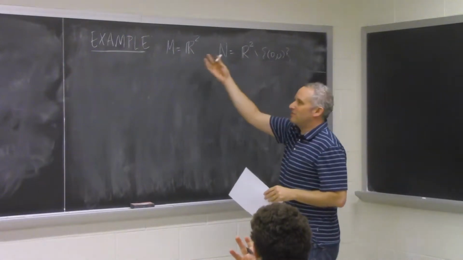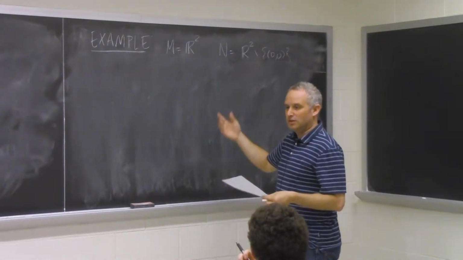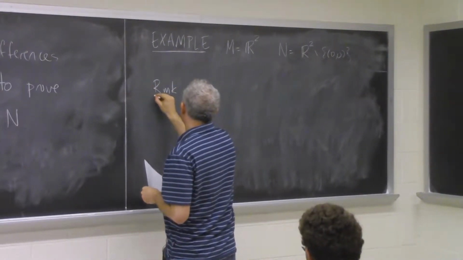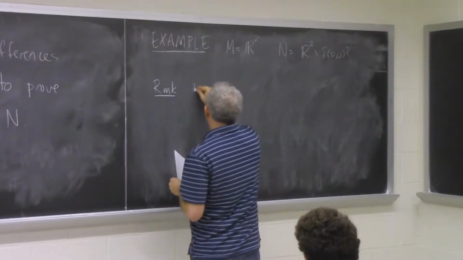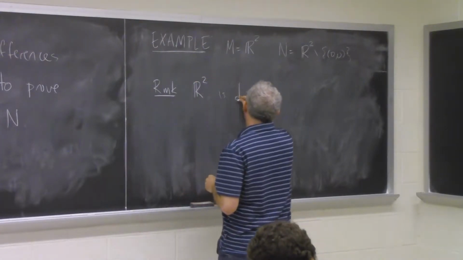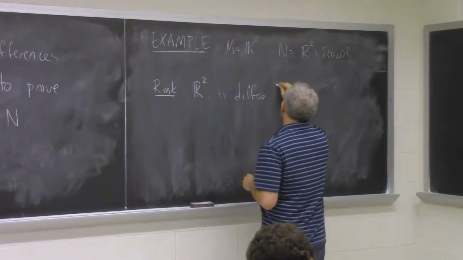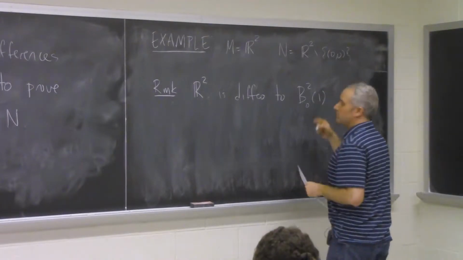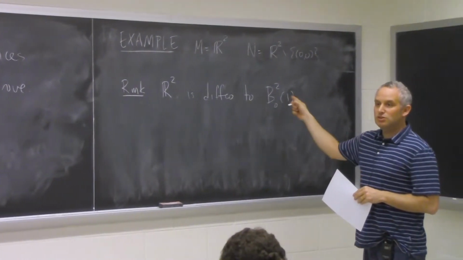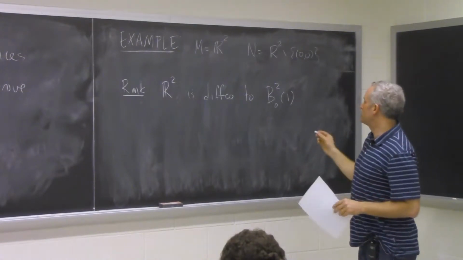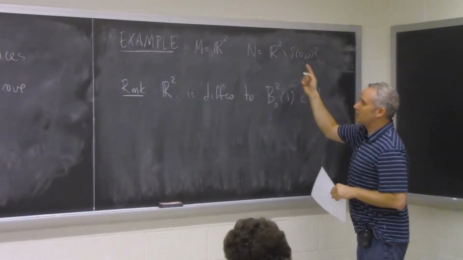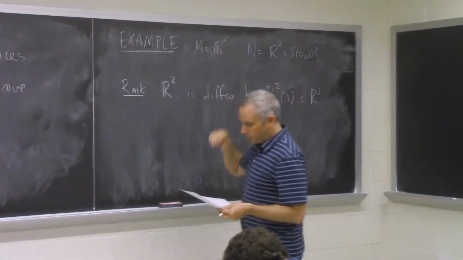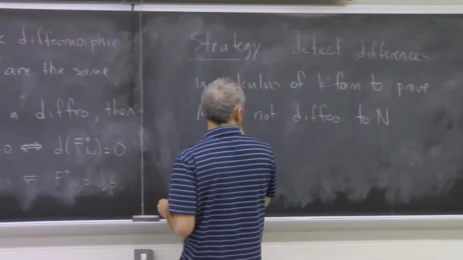Just because this one's a subset of this one doesn't necessarily mean they're not diffeomorphic, right? So it's easy to produce examples where subsets of manifolds are diffeomorphic to the manifold. So R2 is diffeomorphic to the subset, which is the ball of, well, any radius actually, but ball of radius 1 around the origin. These two manifolds are diffeomorphic, which sits inside of R2. So just because one is a subset of the other does not mean that they're not diffeomorphic. Okay, but we will prove that they are not, and we will follow this strategy.